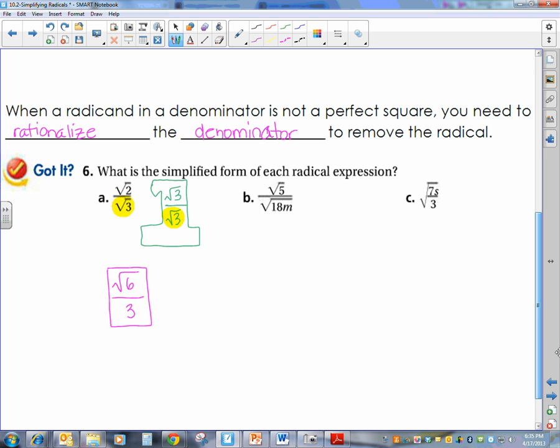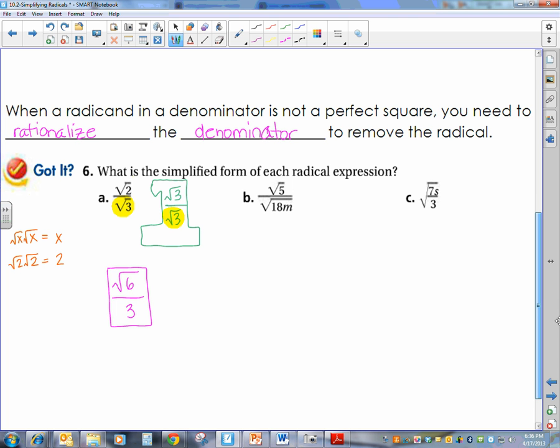Okay? Again, remember, the square root of x times the square root of x equals x. So the square root of 2 times the square root of 2 equals 2. That's the reason we're rationalizing. And now I don't have any radicals in my denominator.